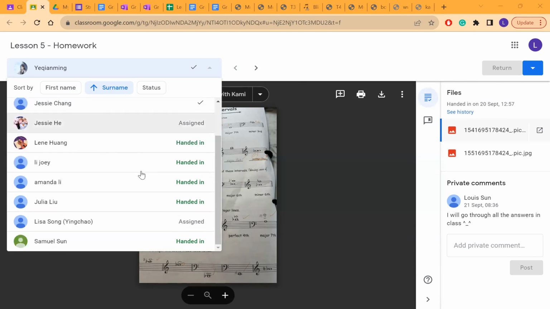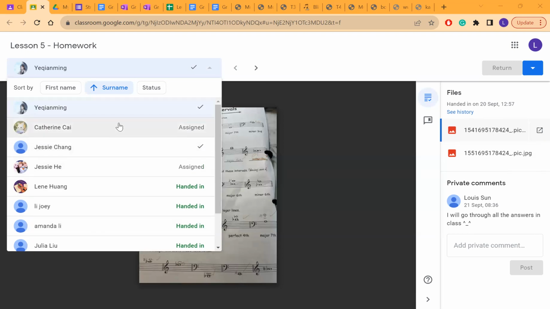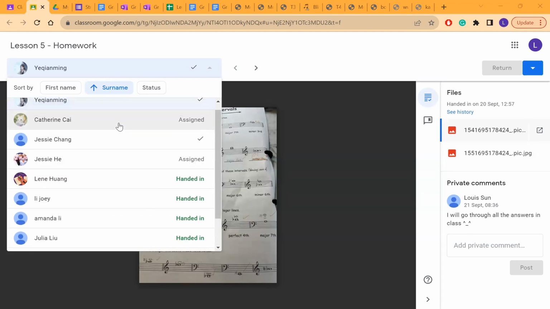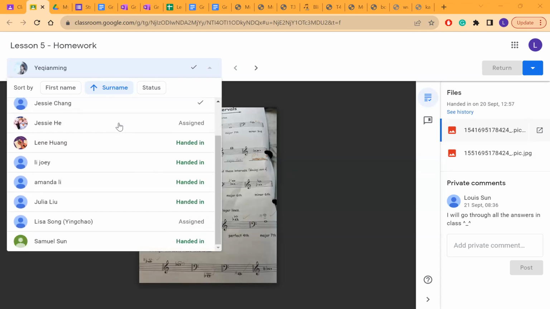I need to, because mom was saying that I haven't been marking his homework extremely precisely. So I need to just check. Firstly, most of you are under your parents' name, so I don't know which one is yours. And I think he's doing most of the homework.